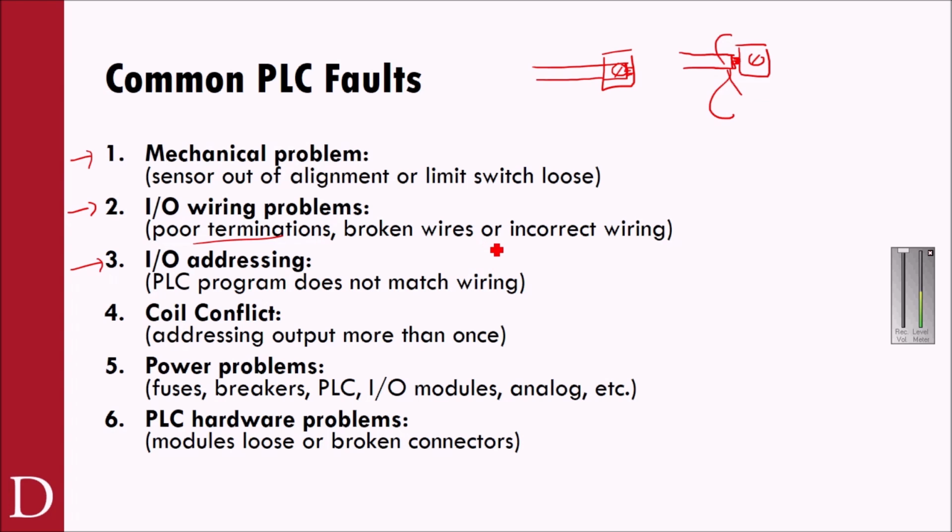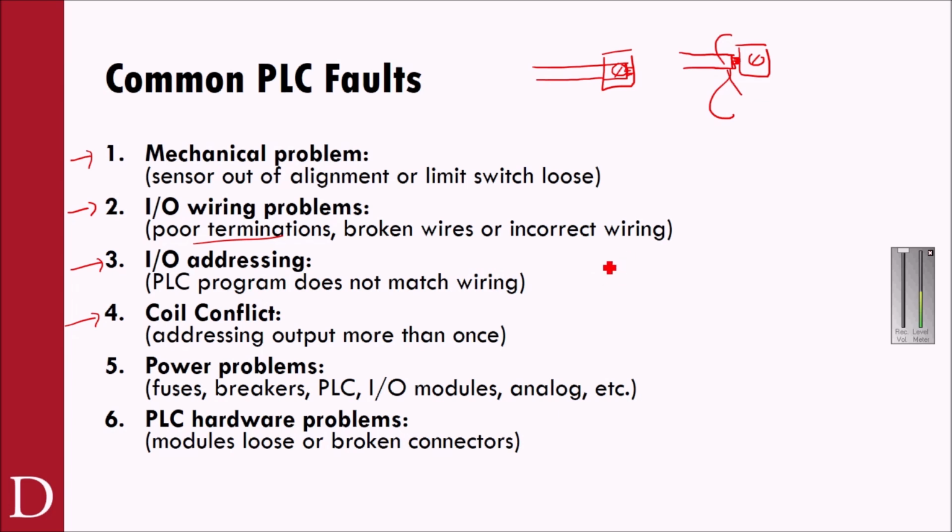I/O addressing, again, this will happen a lot if you're making changes or if you're in a new install where you've got the electrician wiring up per an I/O listing sheet, and the programmer's wiring up per a symbol table or an address symbol table, and the two don't match. And so he wires up the start button as input 0, and the electrician wires up the stop button as input 0, and everything's off. This would be more of a programming fault here.